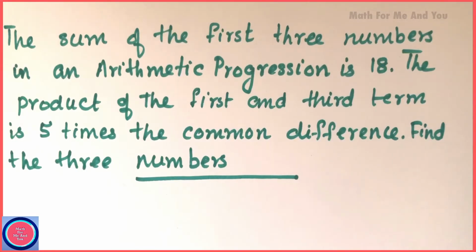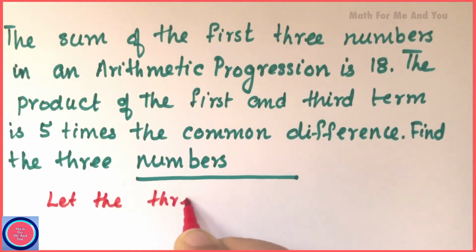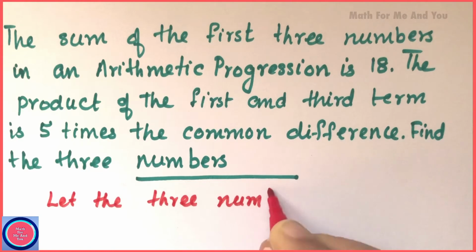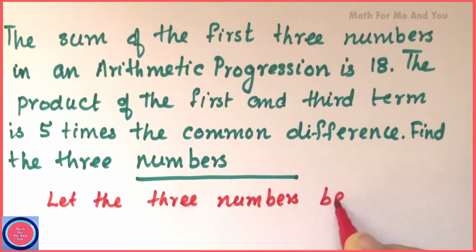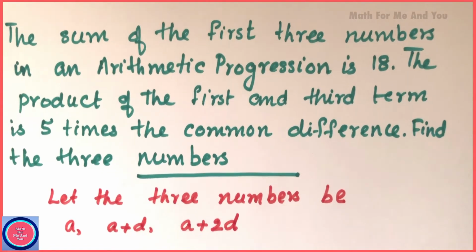The sum of the first three numbers of an arithmetic progression is 18. The product of the first and third term is 5 times the common difference. Find the three numbers. Here we can take the three numbers. Since they are in AP, we have to take them as a, a plus d, a plus 2d. So we can write this as our first sentence. Let the three numbers be a, a plus d, a plus 2d, because we need to find the three numbers. Why we have taken this way, I told you, because they are the terms of an AP.